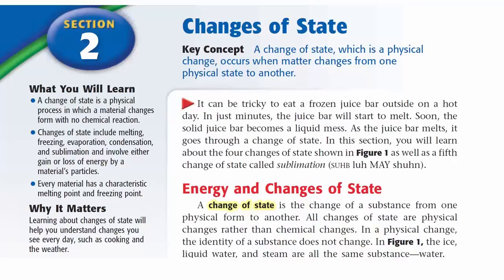As you read this section, keep in mind what you will learn. A change of state is a physical process in which a material changes form with no chemical reaction. Changes of state include melting, freezing, evaporation, condensation, and sublimation, and involve either gain or loss of energy by a material's particles. Every material has a characteristic melting point and freezing point.